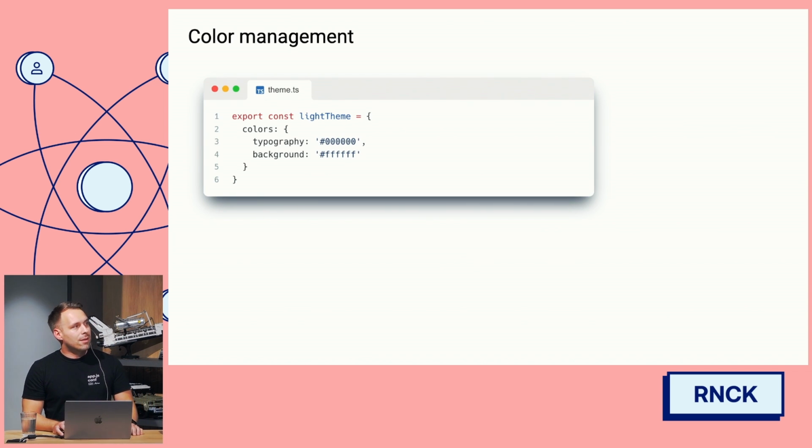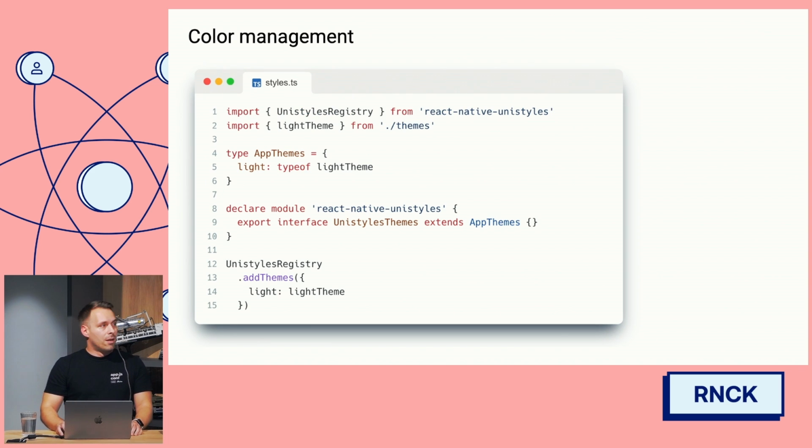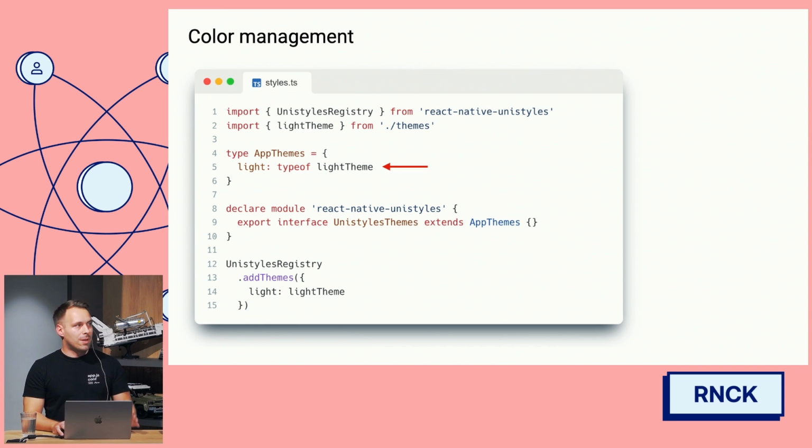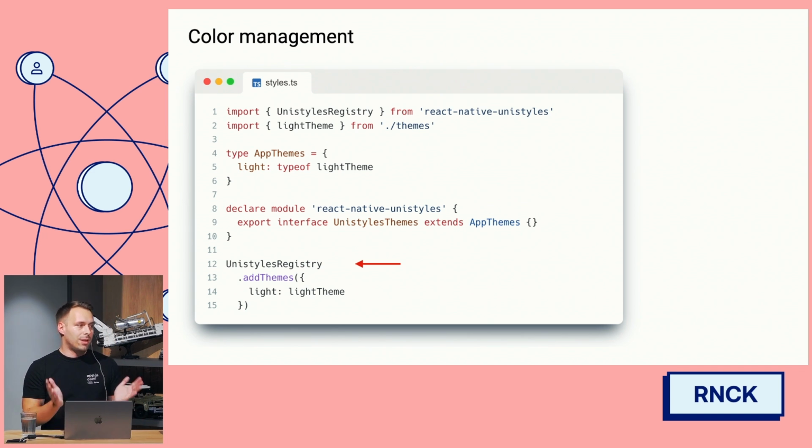With Unistyles, you can define your theme. Your theme is just an object. You can put anything here, so it accepts everything. And then you can simply import Unistyles, and import your theme you created, like I said, any object. And then optionally, if you use TypeScript, I bet you do, you need to create a type and override the library type. It guarantees you perfect IntelliSense across all your components. Finally, just register your theme, and that's all.